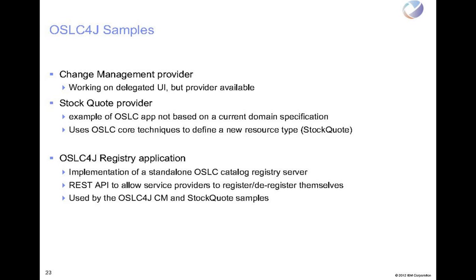There's also something called the registry application. It's an implementation of an OSLC catalog registry server. The OSLC for J samples by default use this registry. So when they start up, they're able to register themselves with the catalog, tell the catalog that, hey, I'm a new service provider, here's my service provider information, please advertise me as a service provider that you know about. So without having to write your own catalog or your own discovery mechanisms, if you choose to use it, the OSLC for J registry application can be used for that. And the samples today do use it.